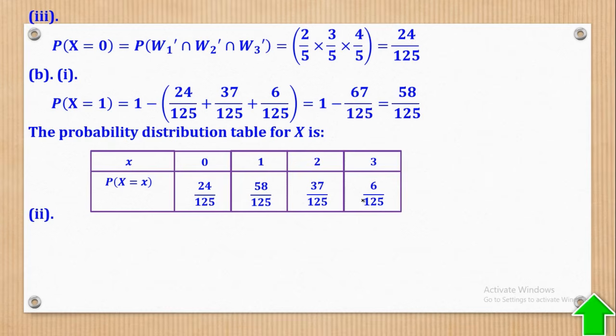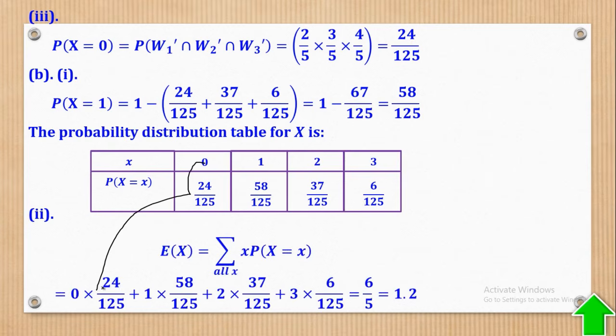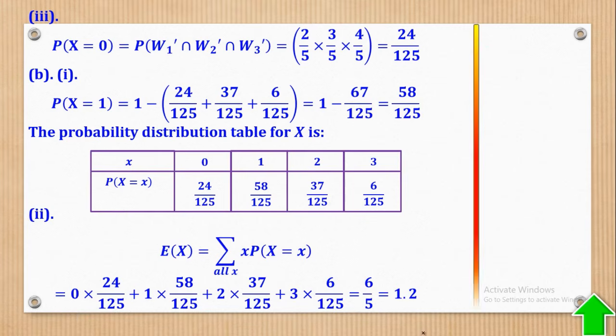Now we shall go to part B. Part B, we know that we multiply x with the corresponding probability. This with this gives me that, this with this gives me that, this with this gives me that, and this with this gives me that. So when I add all these ones, I'll come up with 1.2 as my answer.